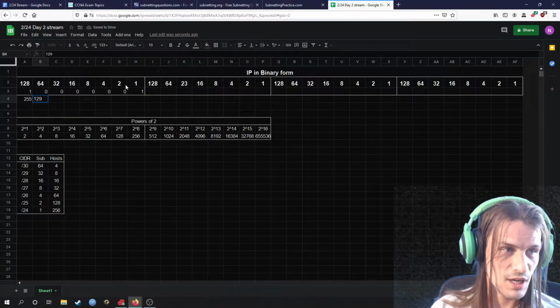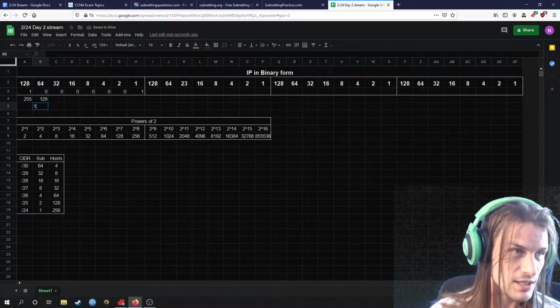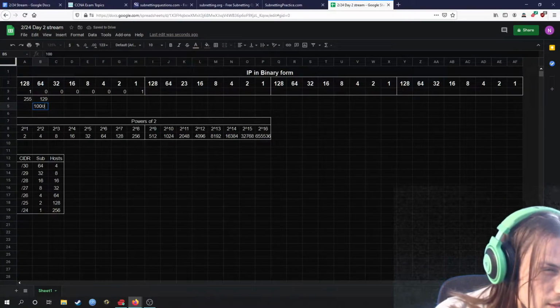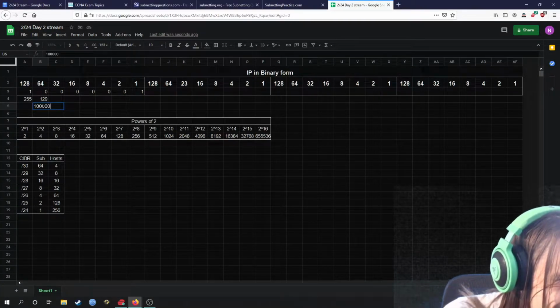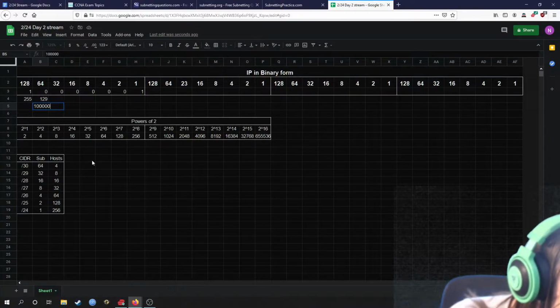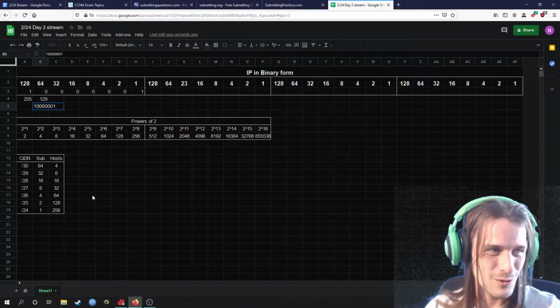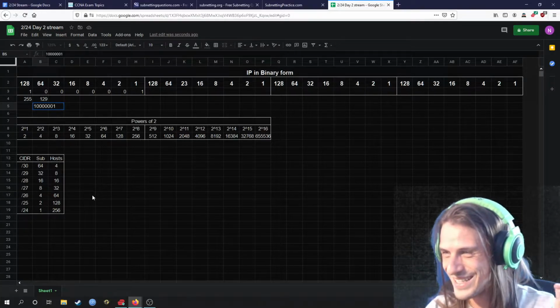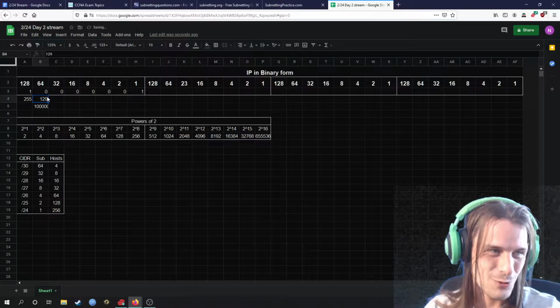This is 129. So in binary, you would write 129 as 1, 0, 0, 0, 0, 0... wait, 1, 2, 3, 4, 5, 6. All right, so it's 8 numbers. It's an octet. So it would be a 1, 6 zeros, and another 1. That's 8 numbers, and that represents 129.